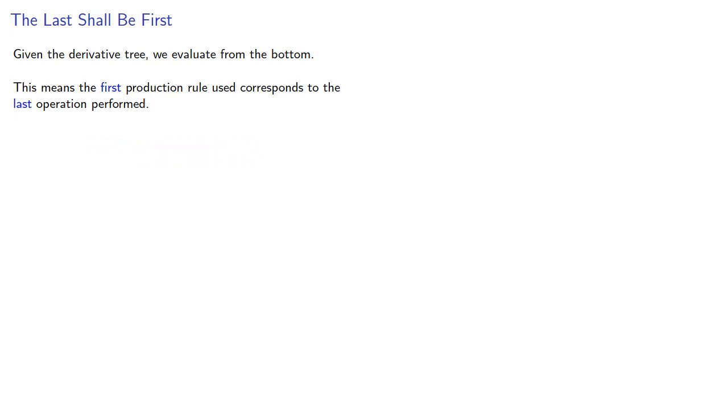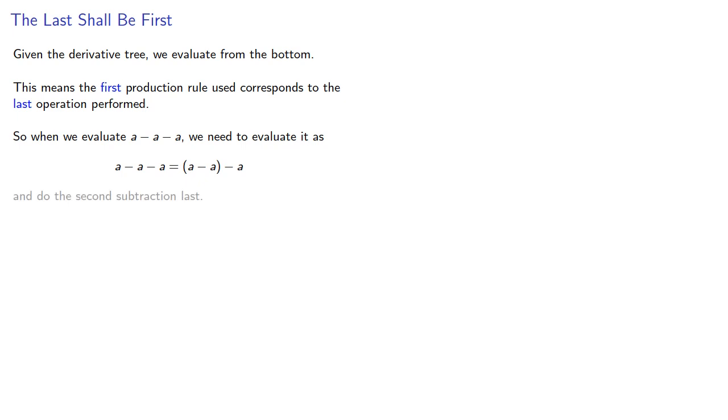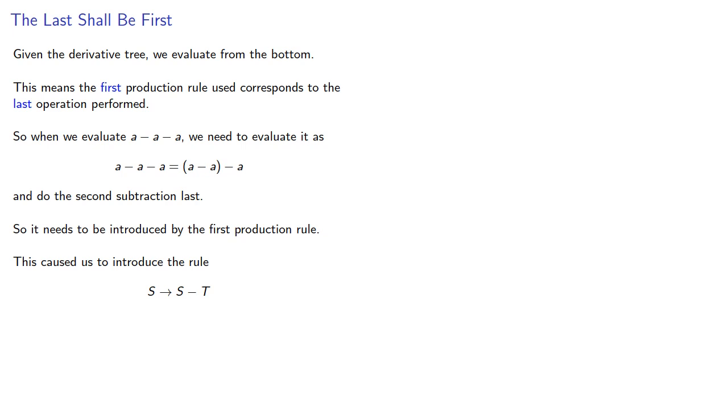So when we evaluate something like A minus A minus A, we need to evaluate this by performing that first subtraction, A minus A, first, and doing the second subtraction last. So it needs to be introduced by the first production rule. And this caused us to introduce the rule S produces S minus T, where T could only produce a terminal symbol.